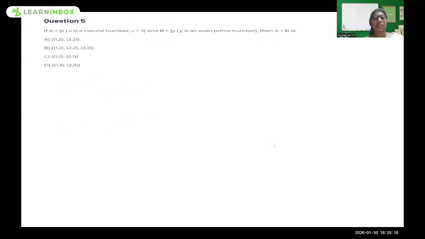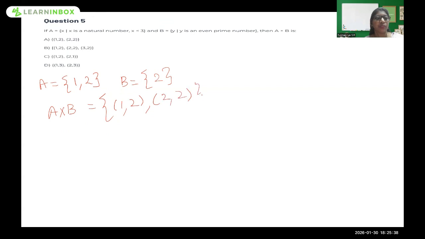Next question. They have given you A as natural numbers less than 3, which is 1 and 2. B as the even prime number, which is 2 alone. So for A cross B, we will be getting 2 elements. One is (1, 2) and another (2, 2). So option A is right.